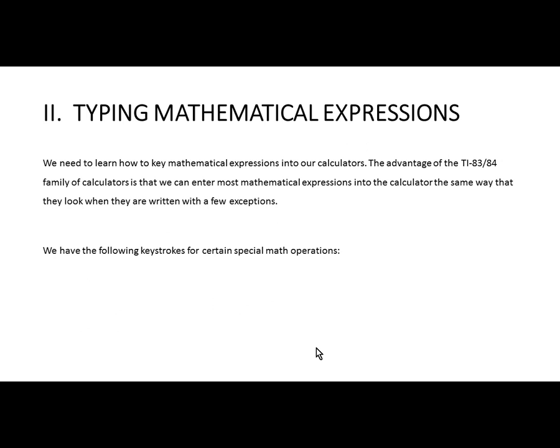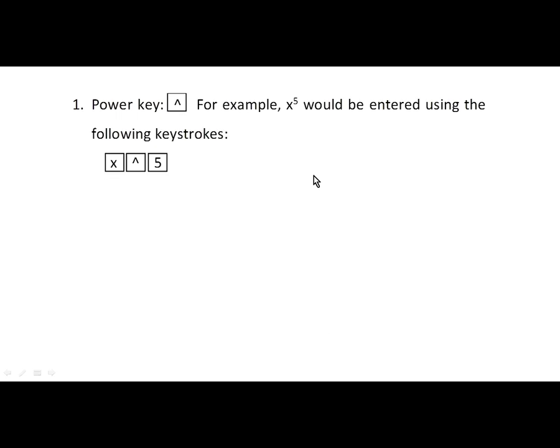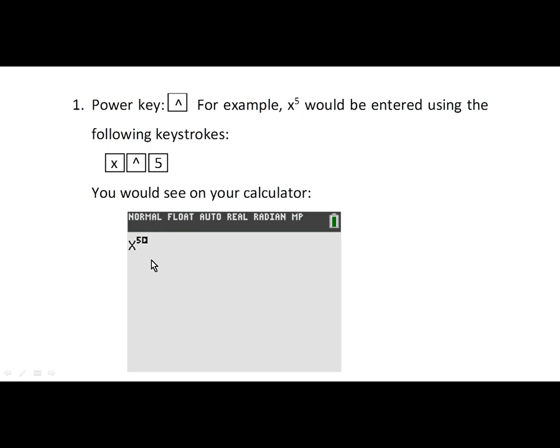So we have the following keystrokes for certain special math operations. Some of you, if you've used the 83 or the 84 in high school, are used to them. The power key is called a caret. For example, to type x to the fifth, you would enter the x key, your caret key, and then just 5. So you'd see something that looks like this.